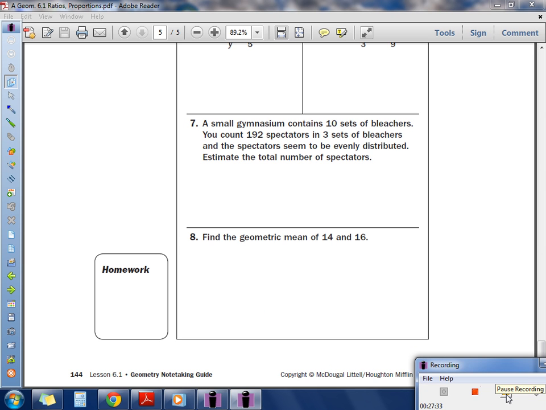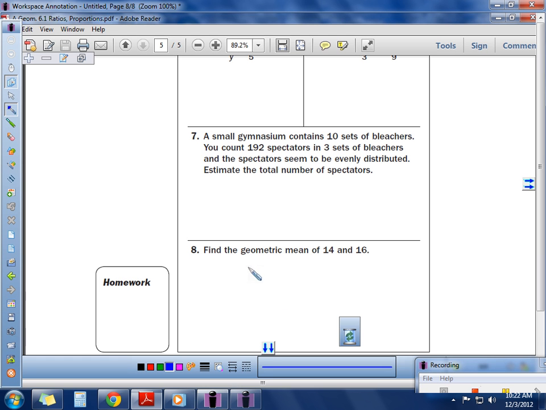The last one I want you to try is number 8. Find the geometric mean between these two numbers. Go ahead and try that one real quick. All right, so this last one. Here's the quick answer. Please pay attention. It's x over, sorry, we did the x on bottom. So 14 over x equals x over 16. X times x is x squared. 14 times 16 is what?